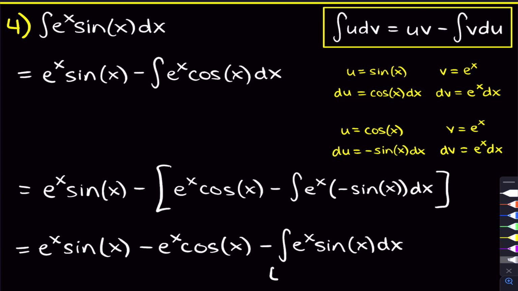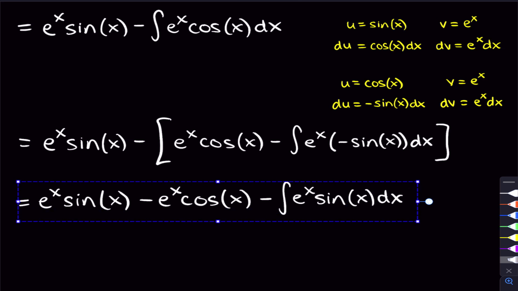So now it really looks like we did all of this for nothing because we ended up with the same exact integral that we started with. But that's precisely the point. We ended up with the same exact integral that we started with. And that allows us to do something really strange, but really nice at the same time.